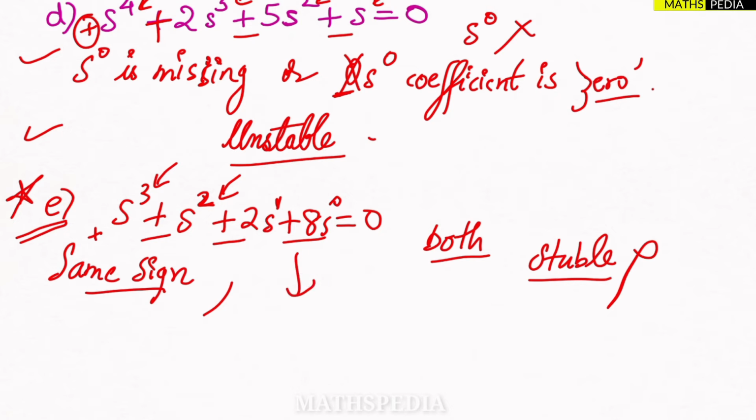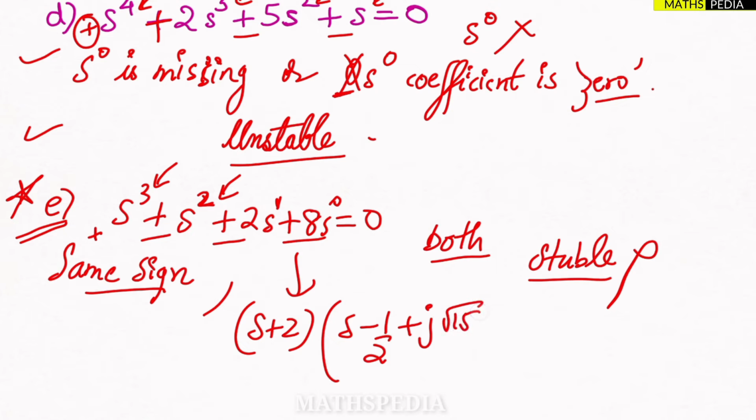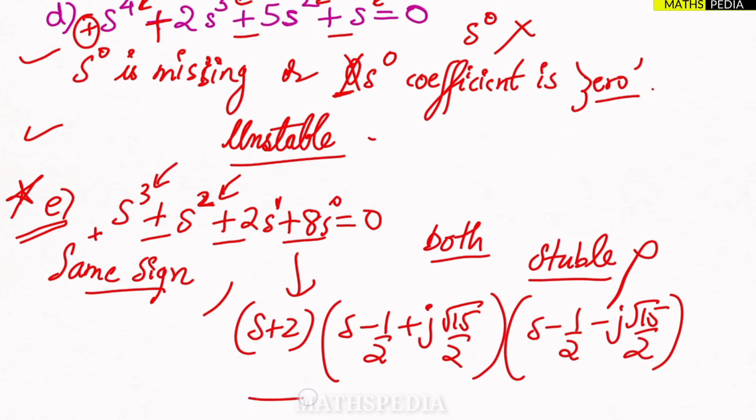when I solve this equation, I will arrive at the factorized form as s plus 2 into s minus 1 by 2 plus j square root of 15 by 2. In the calculator you will be getting it. Okay, the same thing, s minus 1 by 2 minus j root 15 by 2. And now here you can see the 3 factors I have got, because it is s power 3, so 3 factors, 3 s values you will get.